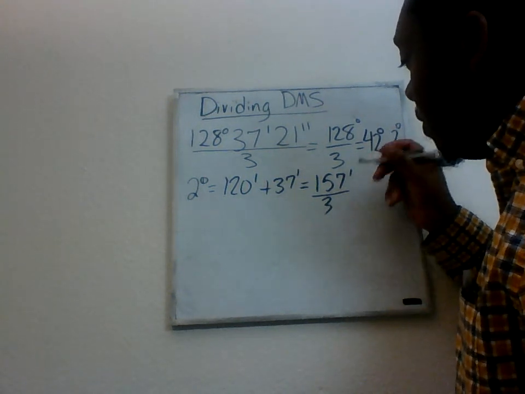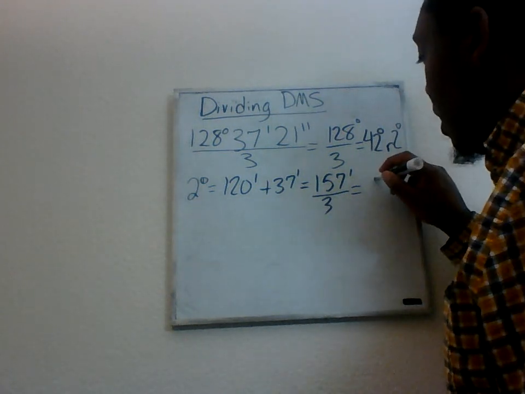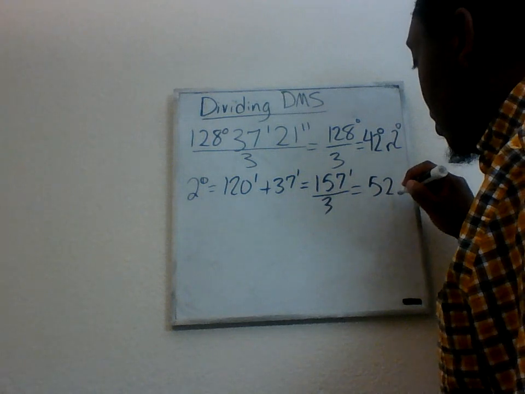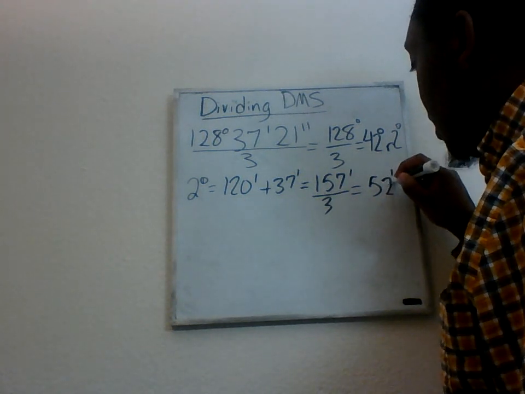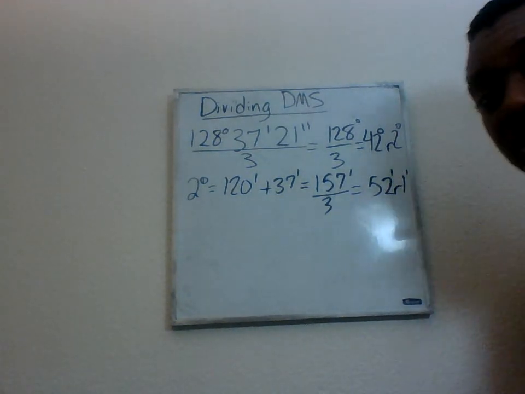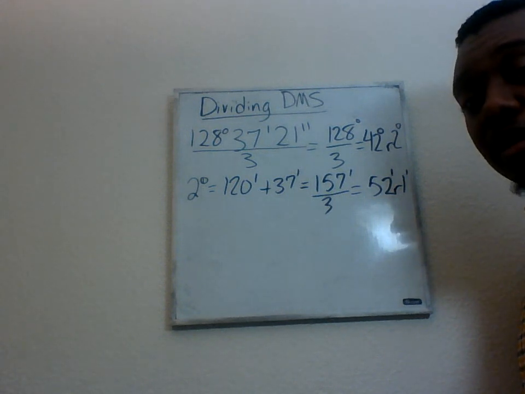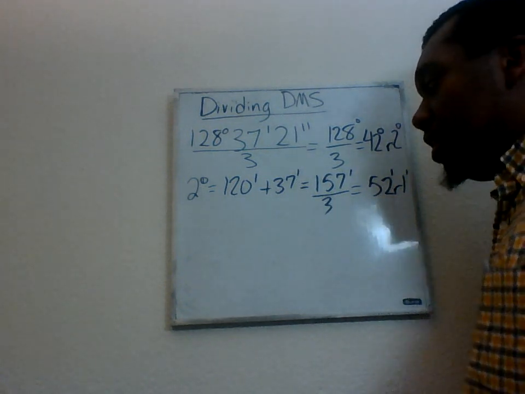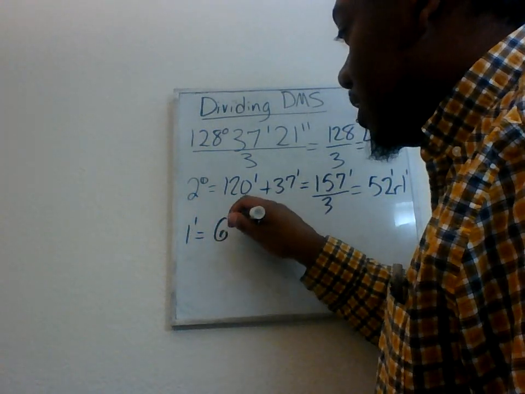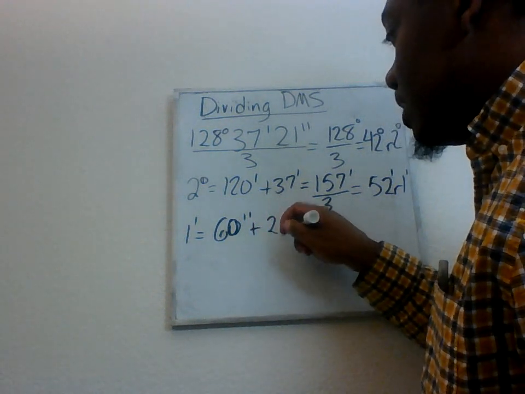So let's continue here. If we do 157 divided by 3, we will end up with 52 minutes with a remainder of 1 minute. So we got 52 with a remainder of 1 when we divided 157 by 3. So what does that mean? It means we have 1 minute left over, which is the same as having 60 seconds that we can add to the 21 seconds we had to start.